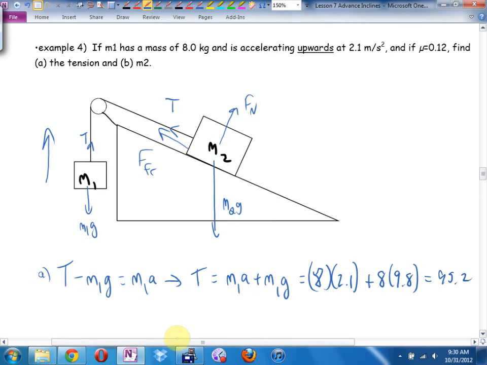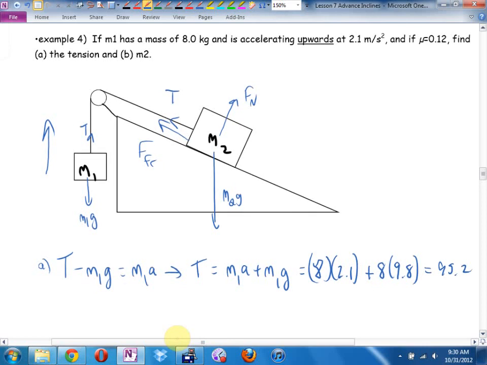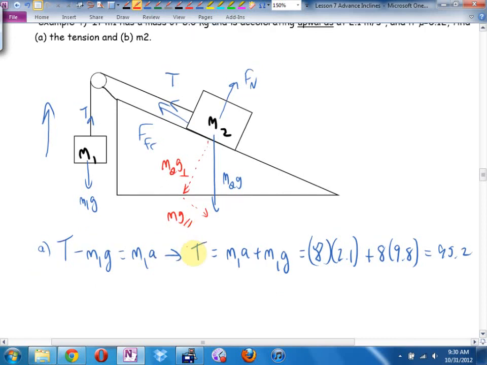B, what do you want me to find? You know what? We should break this up into its components over here. We didn't do that, did we? We got mass 2 perpendicular and mass 2 parallel. I don't know mass 2. I guess what I should try doing is writing a mass 2 equation.